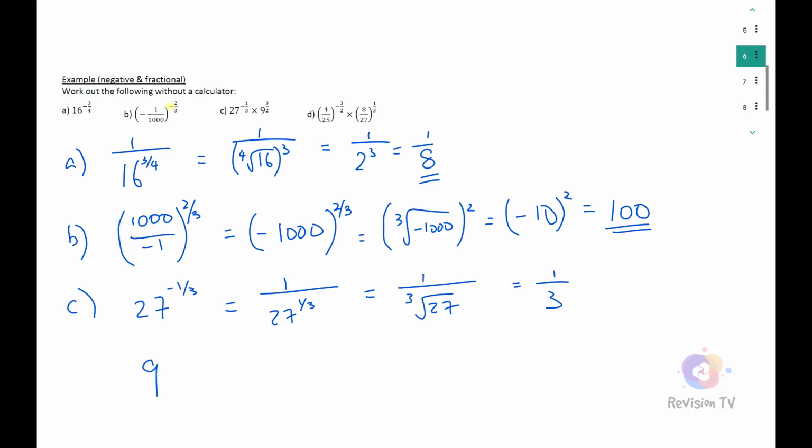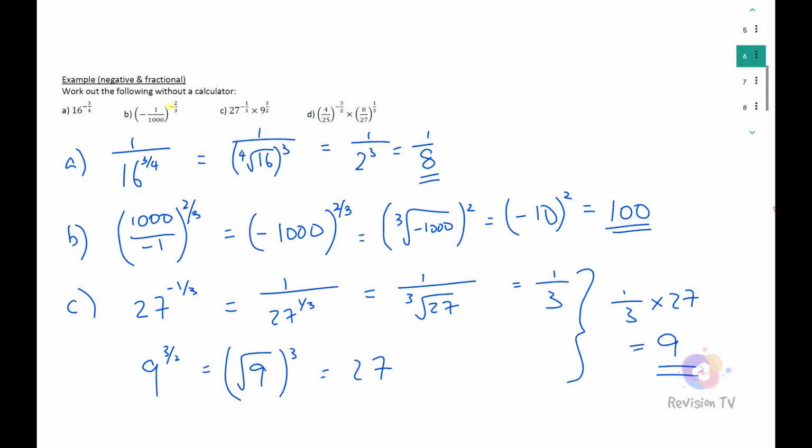Next, 9 to the power of 3 over 2 is the same as the square root of 9 and then cubed. Square root of 9 is 3, 3 cubed, 3 times 3 times 3, is 27. So for my final answer, you multiply them together, so 1/3 times 27, which is 9.